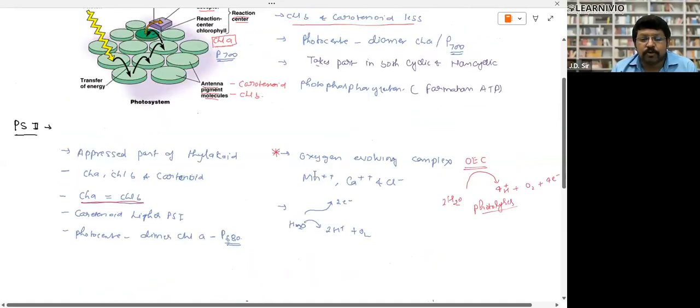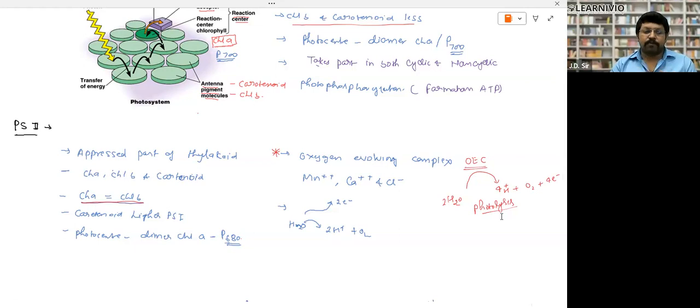Here, one more thing is found, the oxygen evolving complex, OEC, which is responsible for evolution of oxygen. The oxygen evolving complex is also found in PS2, which is made up of Mn2+, Ca2+, and chloride ions, right? The oxygen evolving complex is responsible for breakdown of the water molecule. Here, 2 molecules of water break down, forming 4 hydrogen ions, 1 oxygen molecule, and 4 electrons. This complete process is called photolysis. Photolysis takes place in PS2 because of the OEC, oxygen evolving complex.